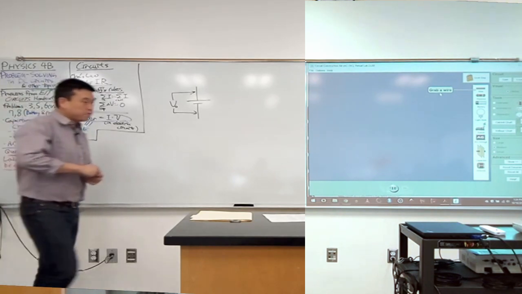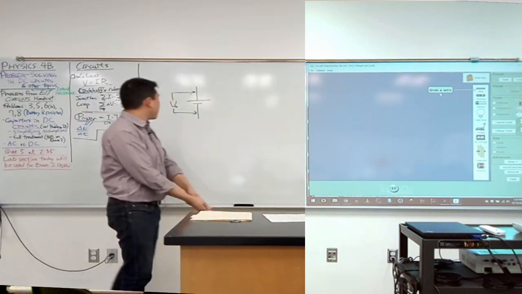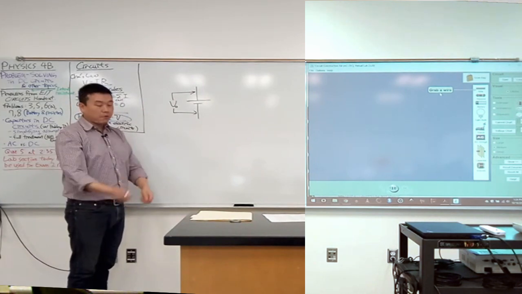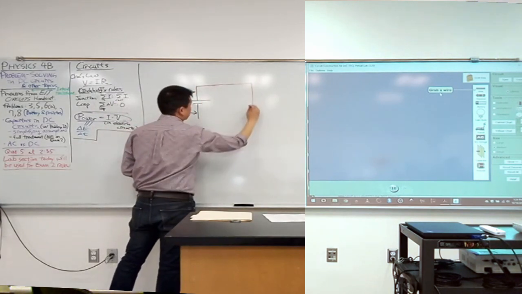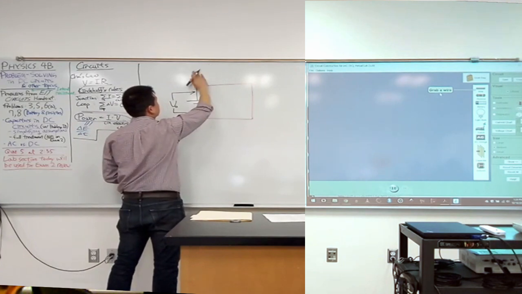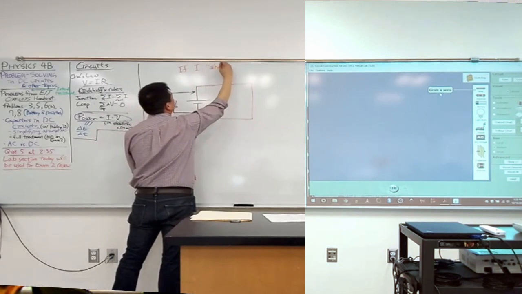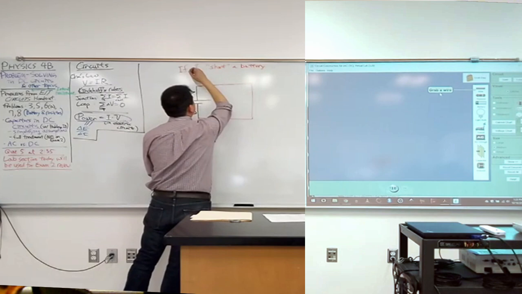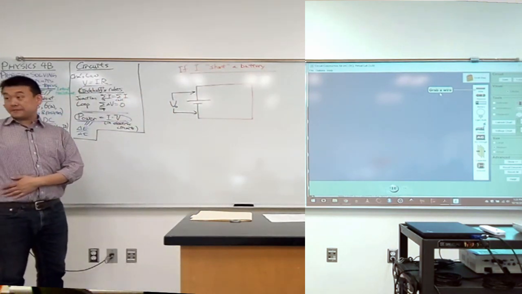Let's say I'm doing the thing that I keep telling you not to do during lab. I take a battery and connect it to two terminals, negative and positive, with a piece of wire. In other words, I have shorted the battery. So if I short a battery, the question is, what happens?